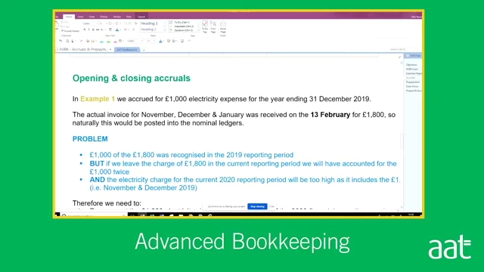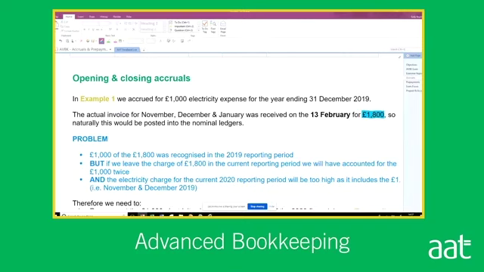So let's have a look at the information in a little bit more detail. It's saying the actual invoice for November, December and including January 2020 was received on the 13th of February. And actually the bill that we got was 1,800. So if I'm doing quick calculations in my head, I think we've probably underestimated the electricity charge, but it doesn't matter because we're not going to get it spot on. And I'm not going to go back and change the accounts. That's all been signed off. I'm just going to process this 1,800 in this financial year.